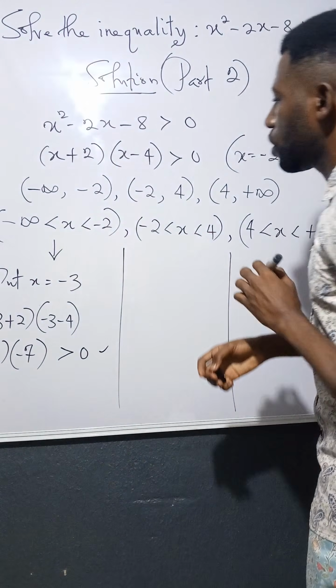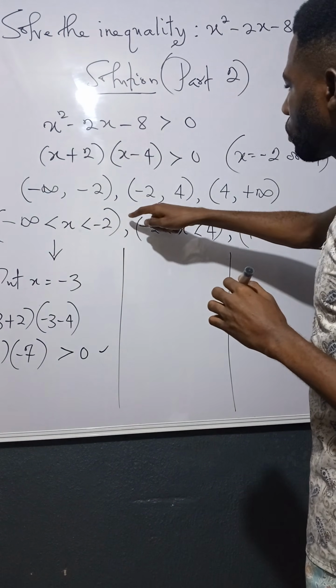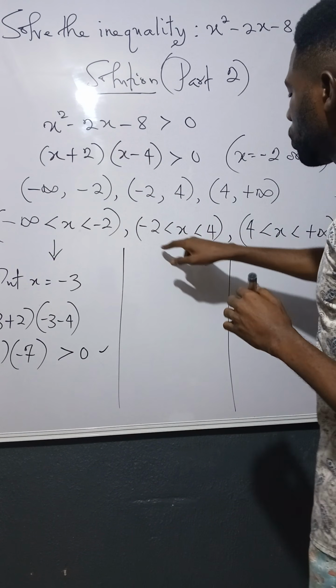Okay? Now, let's come over to the next one. What is the next one? Minus 2 less than x.